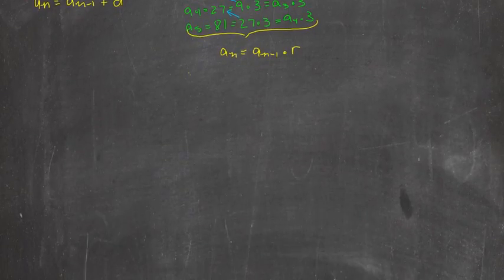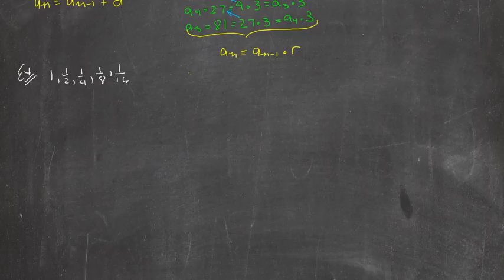So let's do an example. For the sequence 1, 1/2, 1/4, 1/8, 1/16, determine whether it is arithmetic, geometric, or neither. And if it's either arithmetic or geometric, write a recursive and a general formula. So it's clearly not arithmetic because 1 minus 1/2 would give me 1/2, but minus 1/2 would give me 0, not 1/4. And so the only hope for this is that it's geometric.